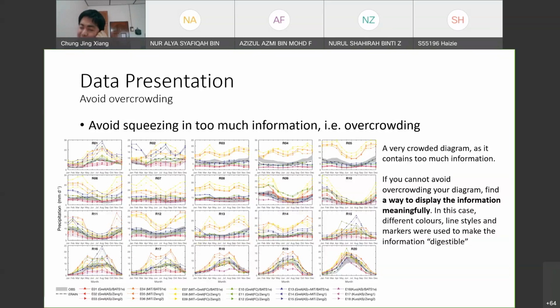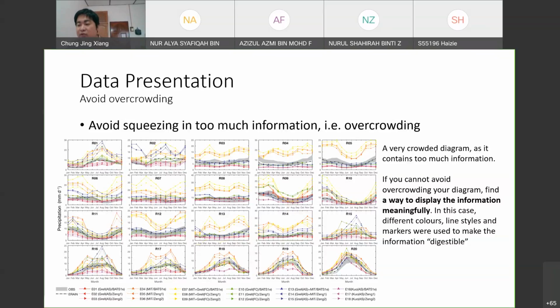So let's imagine it's grayscale. It will be very hard to read, because there is too much information in one place. It makes it hard to read the diagram. So if you can, always avoid overcrowding your figure. But if you cannot avoid it, you have to think of a way to make your figure readable.